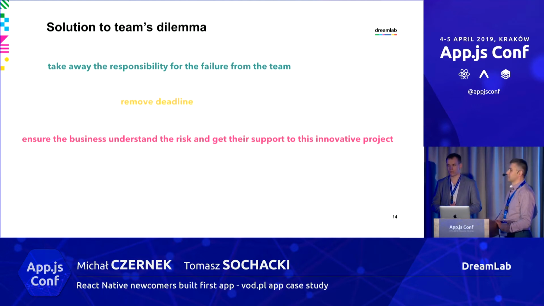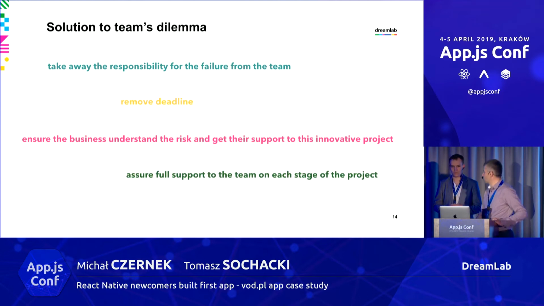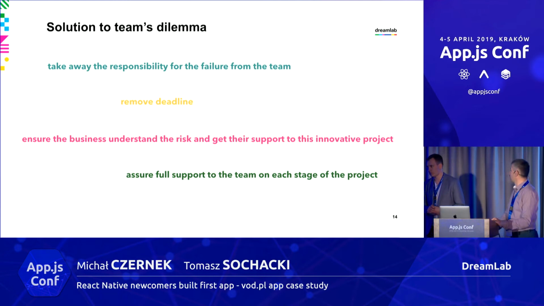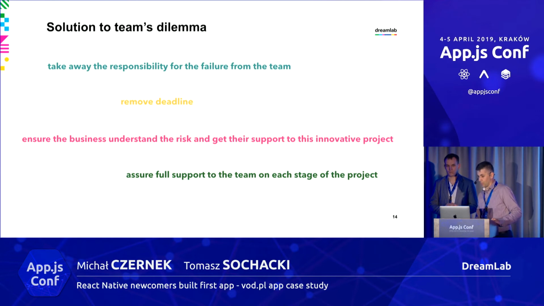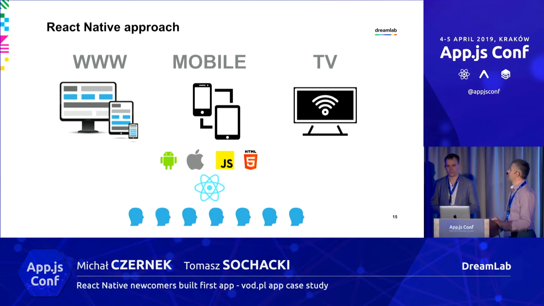We removed the deadline to make the timeline more flexible and reduce the pressure on the team. And we assured full support to the team at each stage of the project. We changed the conditions for this project, and both web developer teams in VOD and native developers, one of the mobile teams, agreed to go for it. And we could set up the team around React Native. So we could have one team with different competencies, but united in React Native technology.